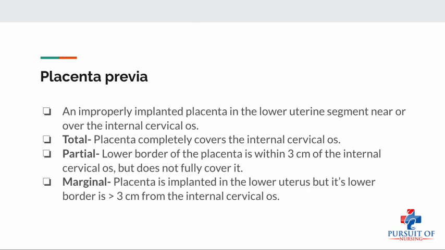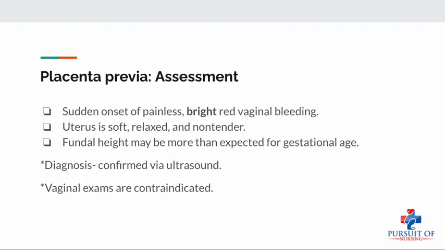All right, placenta previa. Placenta previa is an improperly implanted placenta in the lower uterine segment near or over the internal cervical os. So you have a total, partial, and marginal types. Total placenta previa is when the placenta completely covers the internal cervical os. Partial is where the lower border is within 3 centimeters of the cervical os but does not fully cover it. And then marginal is when the placenta is implanted into the lower uterus, but its lower border is greater than 3 centimeters from the internal os. Now, certainly know the difference between placenta previa and placental abruption, which we'll go over next.